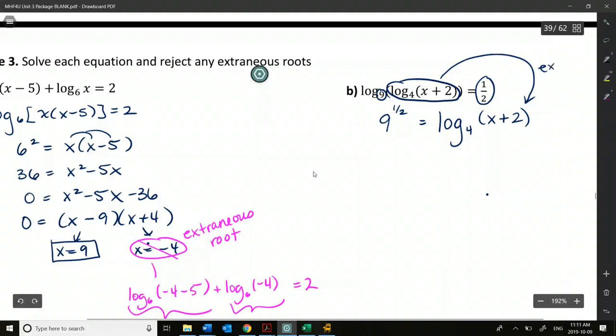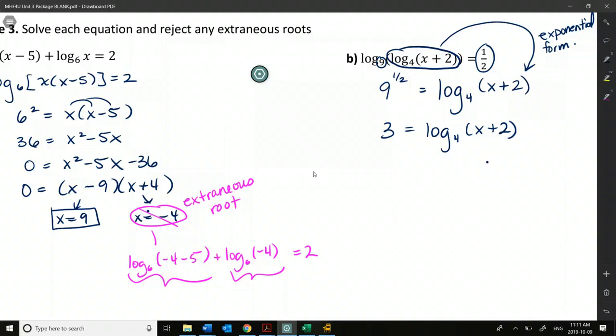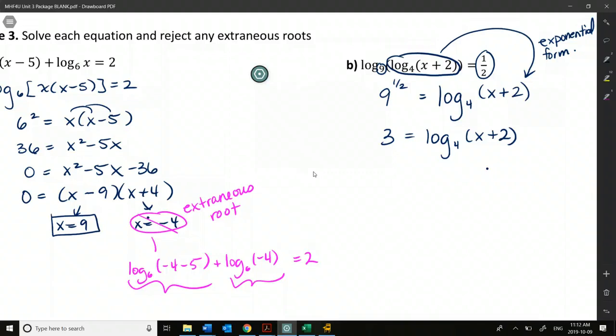It has a base of 4 because this logarithm has a base of 4. Okay, what is 9 to the exponent half? It's 3. It's the same as a square root, right? It'd be 3. Okay, now how do I solve something like this? My x is still buried inside a logarithm. We're going to do it again. So how do I switch this into exponential form? 4 to the power of 3 equals x plus 2.